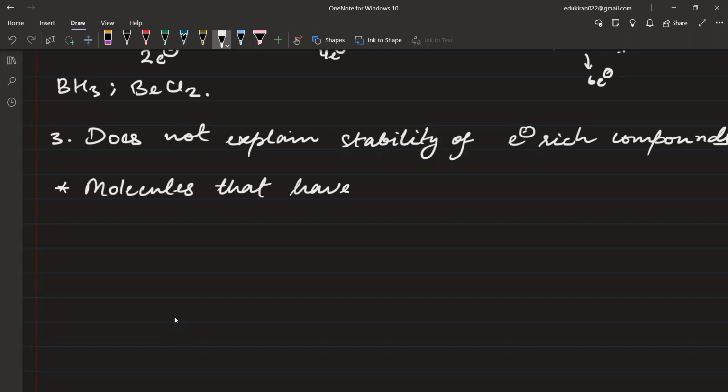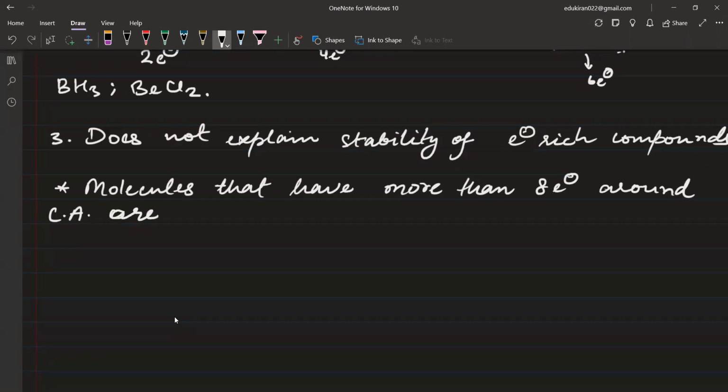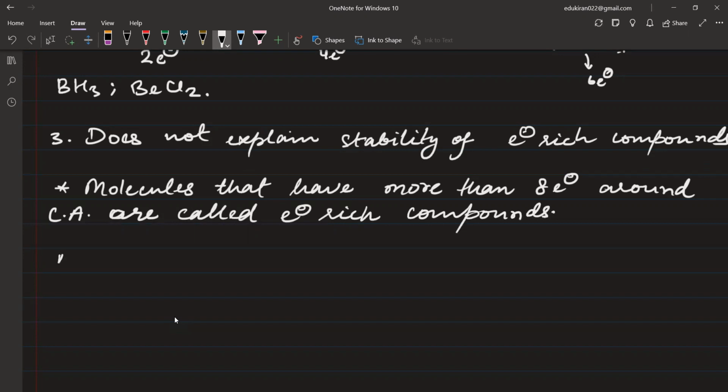Molecules that have more than 8 electrons around the central atom are called electron-rich compounds. Okay, next slide.